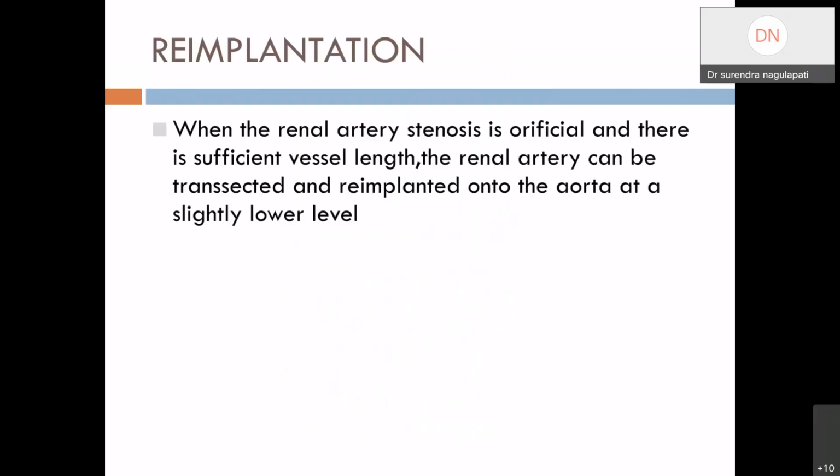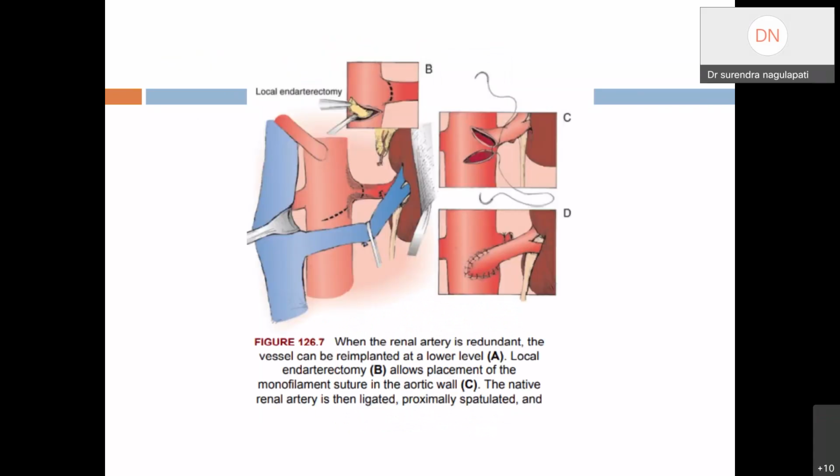Coming to the reimplantation, when the renal artery stenosis is orificial and there is sufficient vessel length, the renal artery can be transected and reimplanted onto the aorta at a slightly lower level. This is the technique when the renal artery is redundant, the vessel can be reimplanted at a lower level.